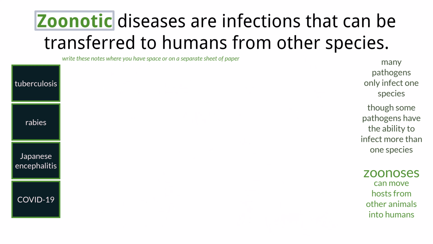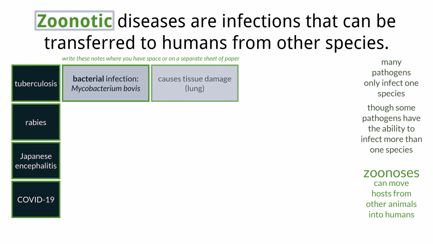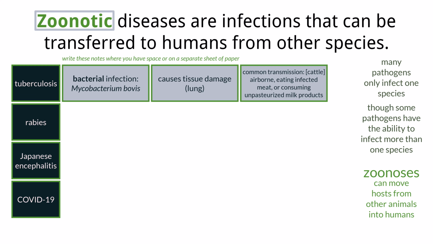Tuberculosis is the only disease on the list that is caused by a bacterial infection, from the bacteria species Mycobacterium bovis. If this bacteria gets into your body, it can cause damage to your lung tissue, among other tissues within the body. Humans can get infected by M. bovis through exposure to cattle, which includes airborne transmission, eating infected meat, or consuming unpasteurized milk products that are infected by the bacteria.